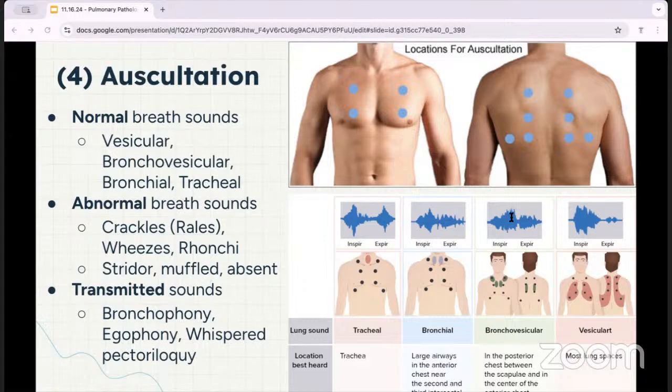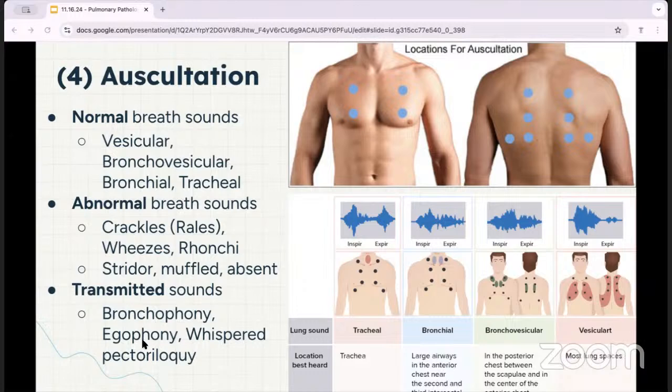Now let's talk about transmitted sounds. These are really related to the physical exam. Of course, all of them are, but these are specifically maneuvers you can have patients do to be able to tell. Bronchophony is when you ask the patient to say 99, and if their voice sounds louder than normal, it could indicate lung consolidation like in pneumonia.